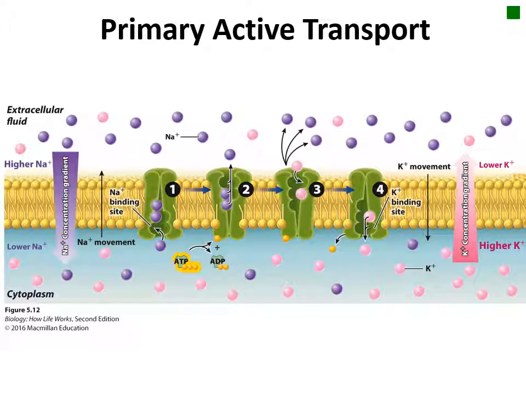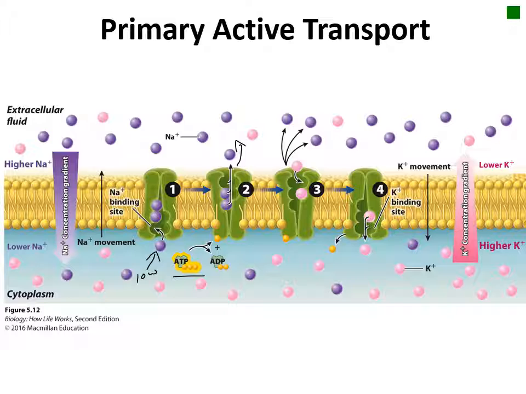A good example of primary active transport is the sodium-potassium pump. This pump uses energy stored in ATP to move sodium and potassium ions against their concentration gradients. Notice that the protein binds sodium from inside the cell, where it's at a low concentration. Unlike a carrier protein involved in facilitated diffusion, this binding does not change the shape of the protein. Instead, the protein must then use the energy from a molecule of ATP to change its shape, allowing the sodium to be released to the outside of the cell.